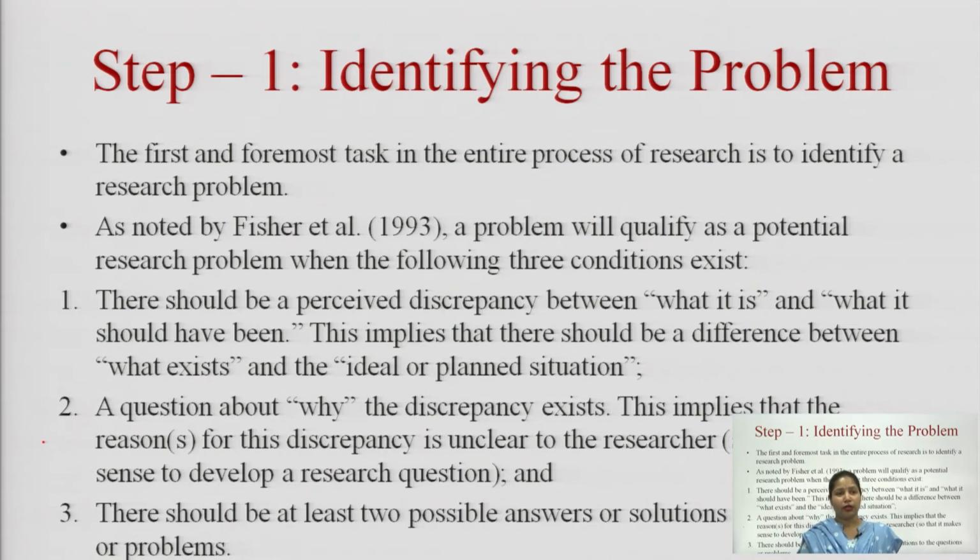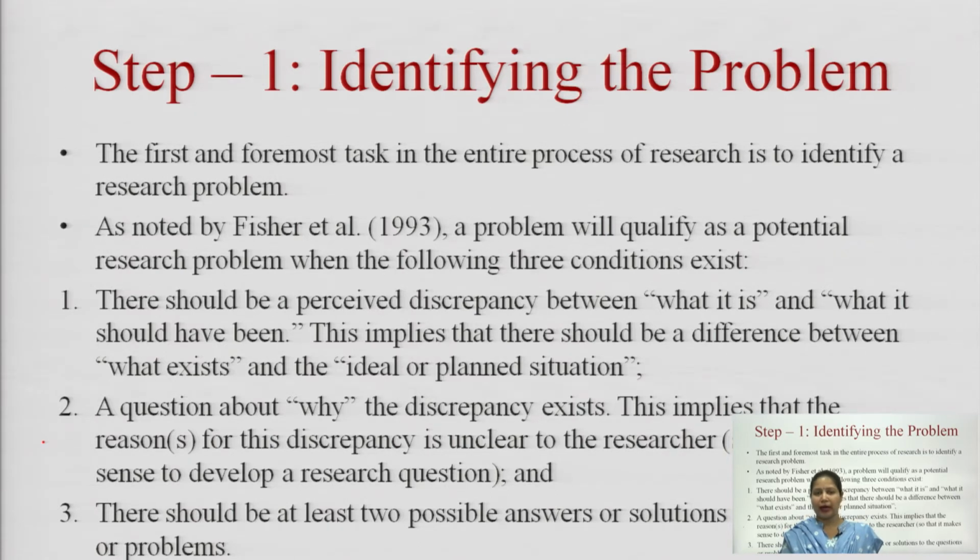The question about why the discrepancy exists means, if you launch a product, you expected that it should capture the market, or 1000 units will be sold in 1 month, or 1 lakh units you can sell in 1 year. But what actually happened, you can find out that there is a difference between what you have planned and what actually happened. So you have to find the reason why it has happened.